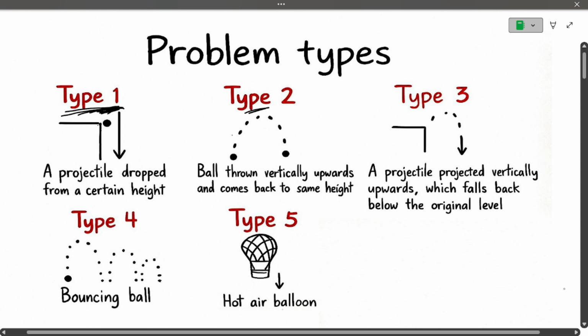So let me clean my space so that we can work with this problem. Type 1 is dropped from height. Let's take an example. You are on the top of a building, and then you mistakenly release or drop your phone. When you drop your phone, the phone will go down.